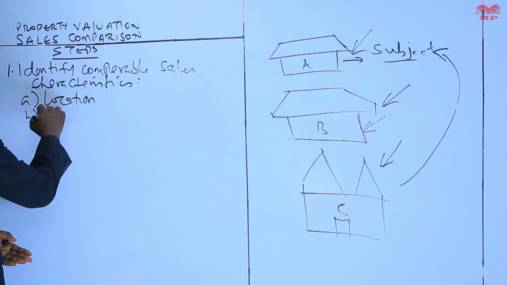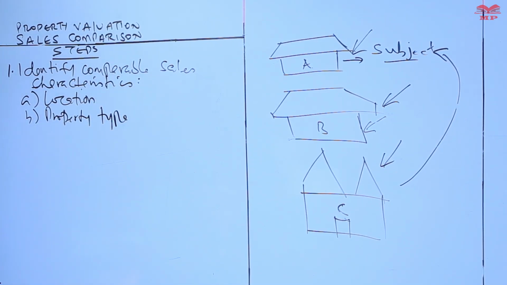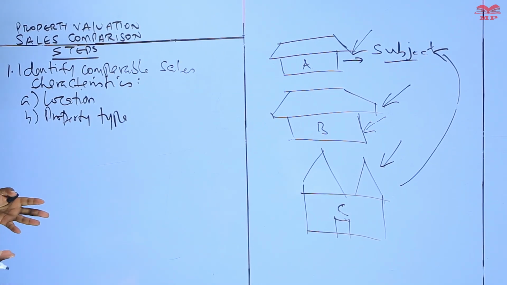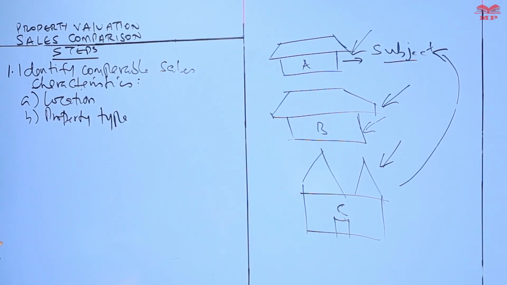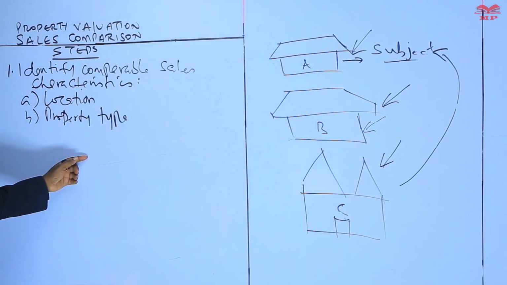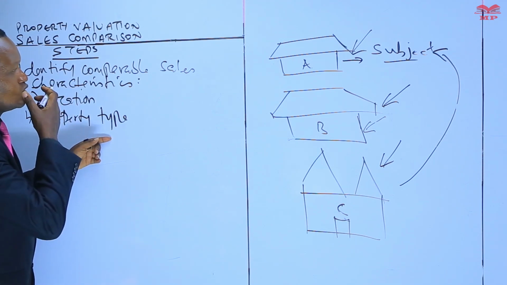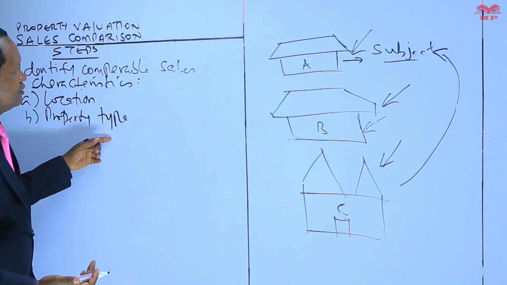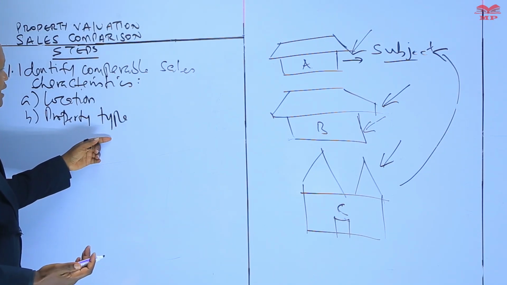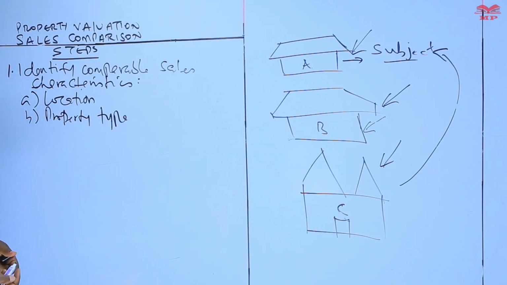B, property type, because we are comparing similar types of properties, e.g. a bungalow to another bungalow, not a bungalow with an apartment. They have to be of the same property type. If you are seeking to value a bungalow, then you have to identify bungalows. You cannot compare a bungalow with apartments and so on. So the property type should be similar.